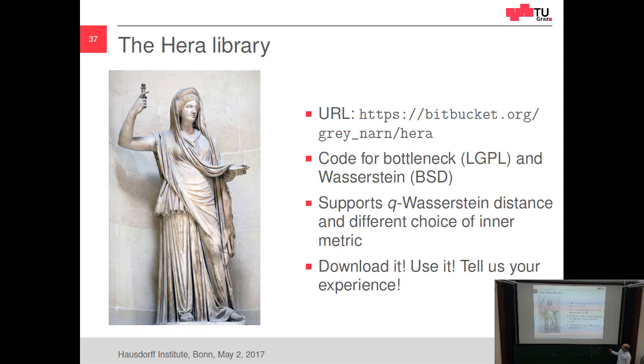It has a lot of parameters. Of course, this approximation factor is a parameter. You can also change the inner metric, and you can compute q-Wasserstein metrics for any integer q. And I'm quite happy to see that many people also in this room have used this already. So you should download it, and if you see any bugs, there are probably still bugs in there. My student Arno usually fixes them within hours. So we are very happy about feedback.